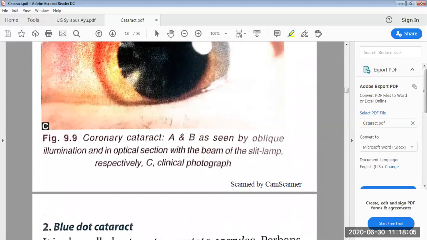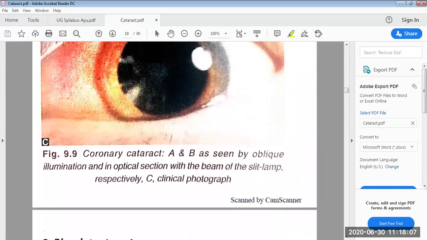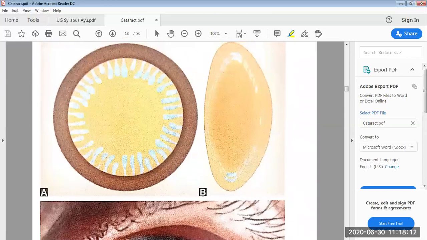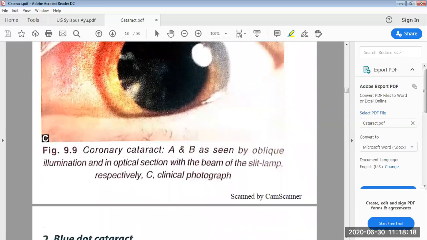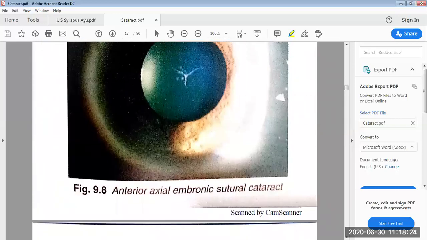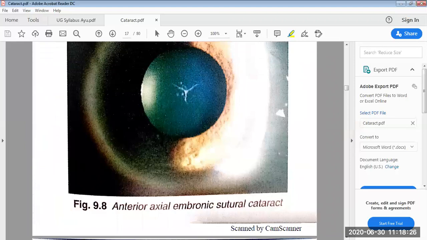Here is an image of the coronary cataract, as seen in oblique illumination and in optical section with the beam of the slit lamp. The lower image is the clinical photograph of the coronary cataract. The upper image is the anterior axial embryonic sutural cataract.